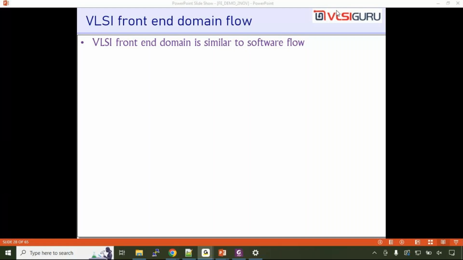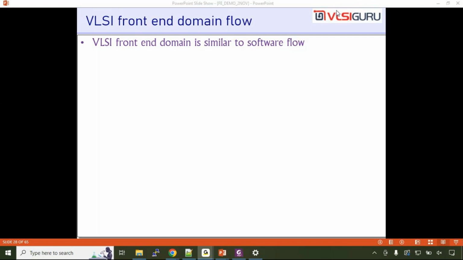Even in software development, they start with the requirements. What are the requirements of a software? They'll come up with the architecture, the software architecture. There will be a software architect. Then there will be a development team who develops the software using a specific language, C or C++. Then they do the software testing.